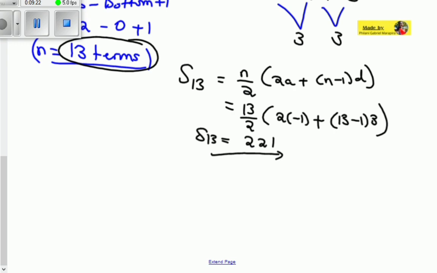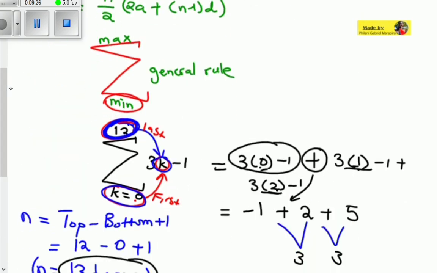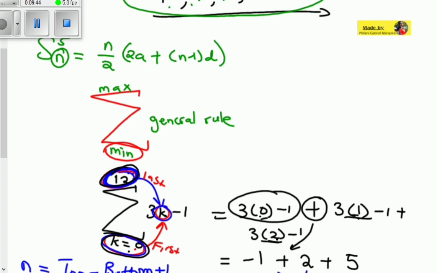Here, I just want to make it clear that this is the last value that you substitute at k, and this is your first value that you substitute at k. To find out how many terms you have got, you have to take the top number, subtract the bottom number, and add 1. Therefore, you have completed your sigma. This works for both the arithmetic and the geometric sequence as well. Just know that you've got your maximum value, your minimum value, and your general rule.